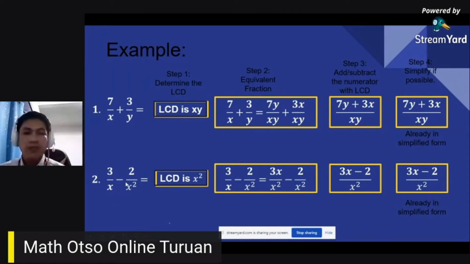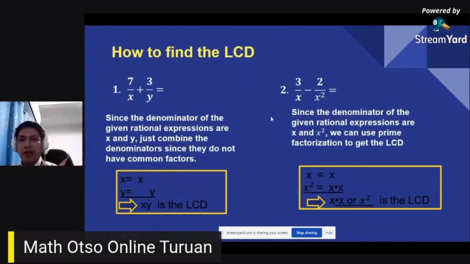3 over x minus 2 over x squared. So, ano kaya yung LCD natin dito? So, the LCD is x squared. Tanong, paano nakuha si x squared? So, tingnan natin. Ito tayo sa number 2. 3 over x minus 2 over x squared. So, since the denominator of the given rational expressions are x and x squared, we can use prime factorization to get the LCD.